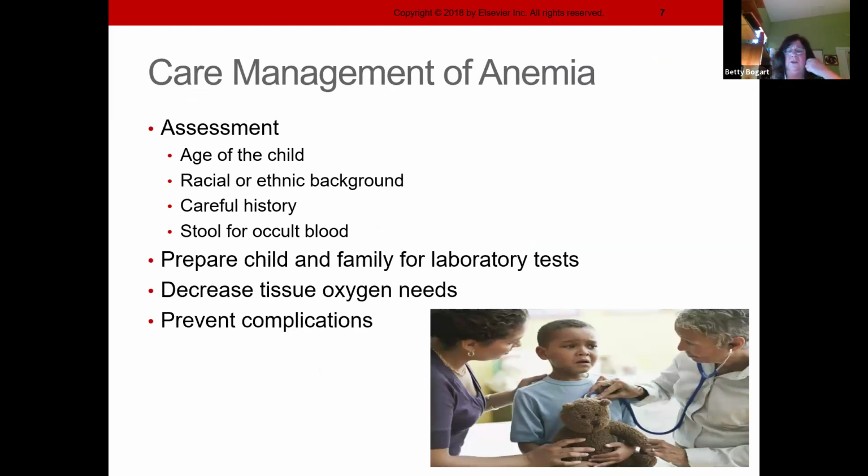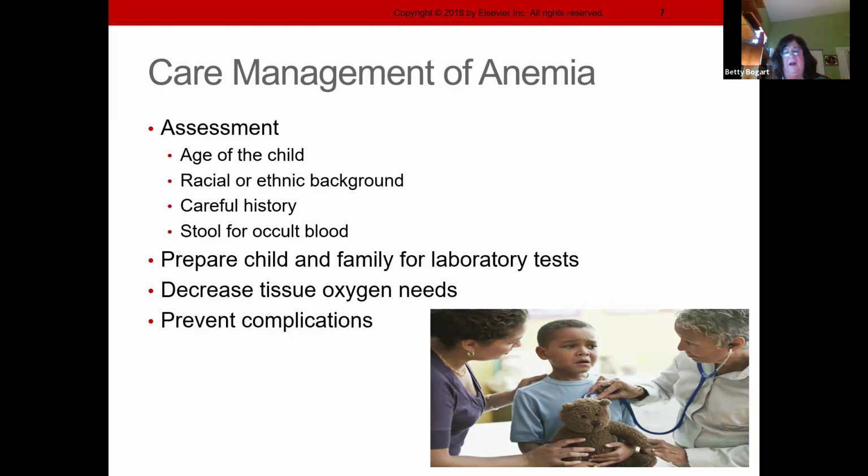So how do we do this assessment? Well, the age of the child, of course, is going to make a difference in how we treat them, but so does racial and ethnic background: sickle cell in African Americans, thalassemia from the Mediterranean Sea area. So it will give us some little hints. And in taking that history: when did it start? What are you doing? What happens when you're walking or exercising? All of those things. But let's rule out a GI bleed. It's not necessarily anemia, right? So always let's do a stool for occult blood.